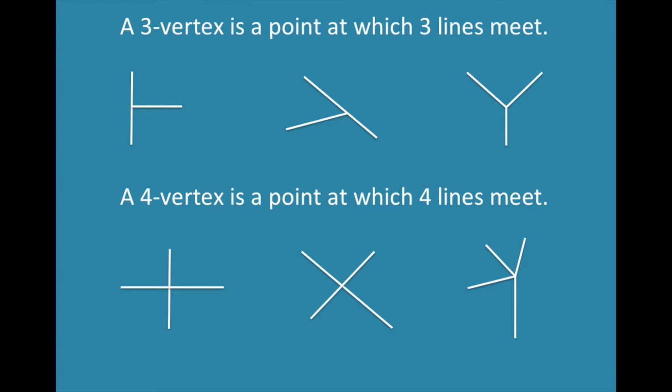Now, what are 3 vertices and 4 vertices? A 3 vertex is a point at which 3 lines meet. Similarly, a 4 vertex is a point at which 4 lines meet. Here are some examples of 3 vertices and 4 vertices, but there are actually infinite examples that you could come up with.